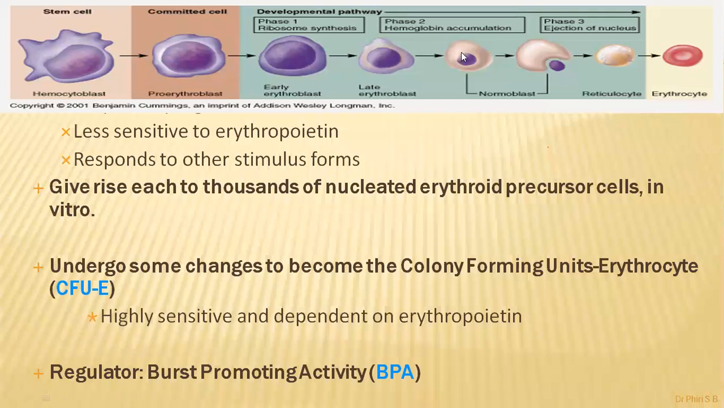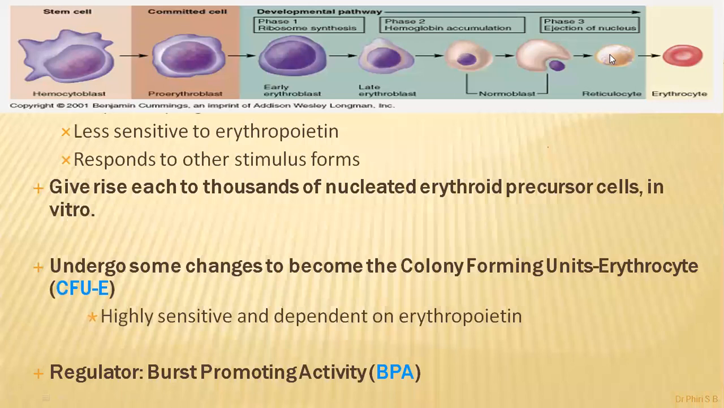So now from phase two, it will enter phase three, whereby the nucleus has to be removed from the cells. So you have extrusion of the nucleus to create more room for hemoglobin. So you can see here that there's accumulation of this hemoglobin, and then later on there's ejection of the nucleus in phase three. So in phase three of erythropoiesis, you find that there's ejection of the nucleus, then the normoblast will be transformed into reticulocyte.